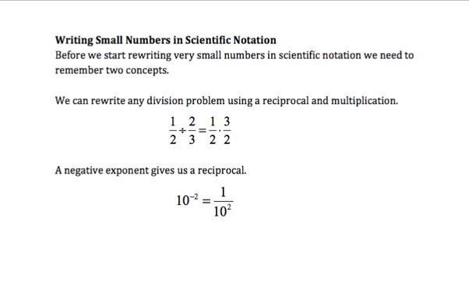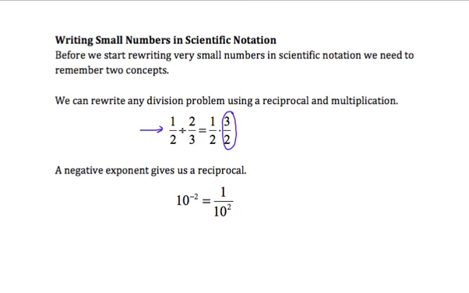Writing small numbers in scientific notation. Before we start rewriting very small numbers in scientific notation, we need to remember 2 concepts. The first one is that we can write any division problem using a reciprocal and multiplication. So remember when we had fractions, and let's say I was doing this division problem, 1/2 divided by 2/3. Instead of doing that division, we changed it to multiplication. We would take the reciprocal of the second number, which was 3/2, and then turn it to multiplication. So any division problem can be rewritten as multiplication as long as we use the reciprocal.